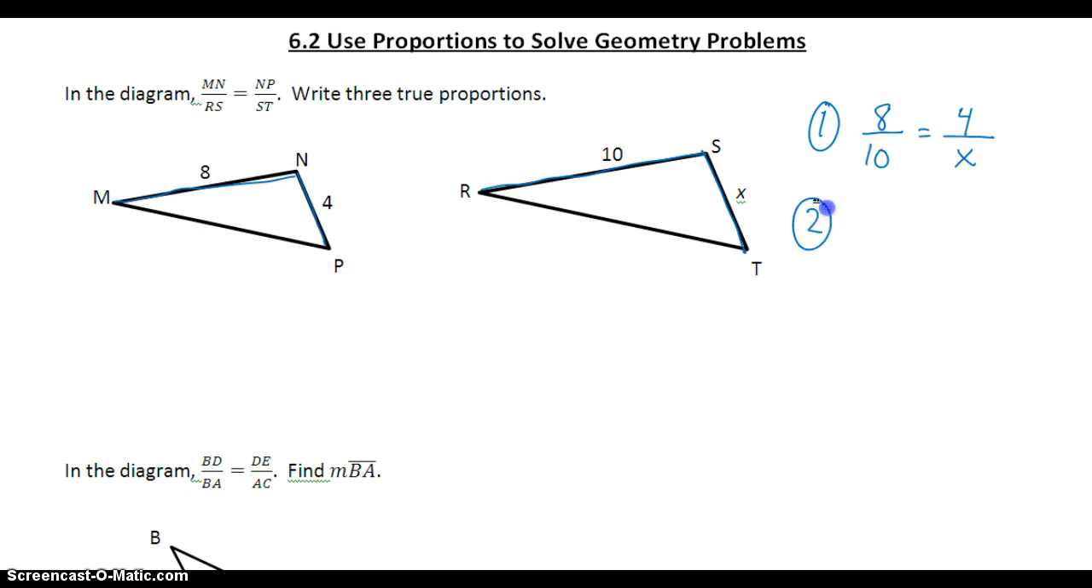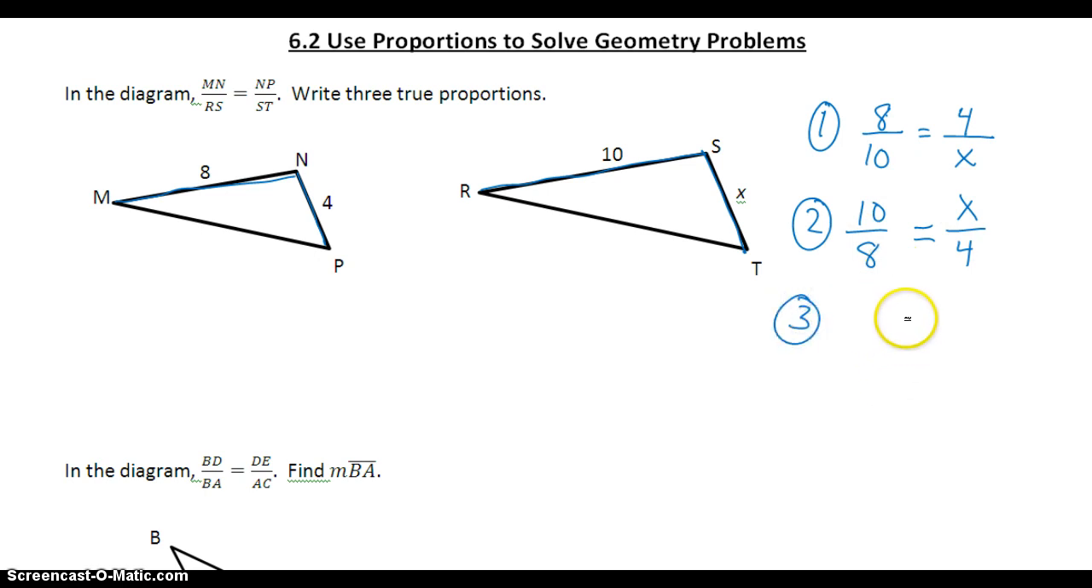The second proportion I can write. Now I want to keep equality. In order to keep equality, one of the things I can do is take the reciprocal of the left side. Instead of 8 over 10, I switch it to 10 over 8, as long as I take the reciprocal of the right side of my equation. If this is true, then this is also true.